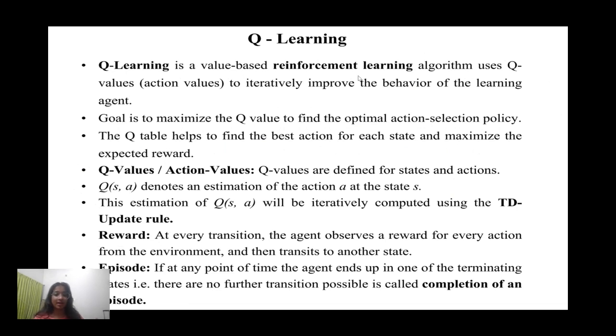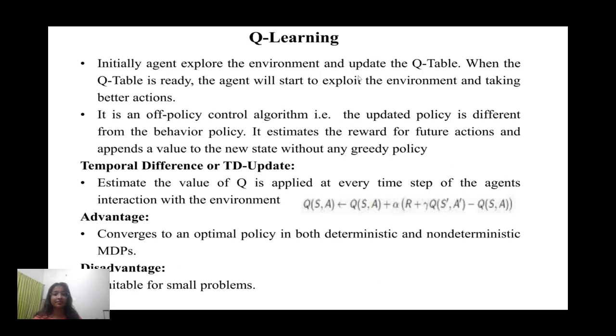Q values or Q actions are defined for states and actions. Q(S, A) denotes an estimation of an action A at the state S. This estimation of Q will be iteratively computed using the TD update rule. Reward: at every transition, the agent observes a reward for every action from the environment and then transits to another state. Episode: if at any point of time the agent ends up in one of the terminating states, that is, there are no further transitions possible, it is called the completion of an episode.